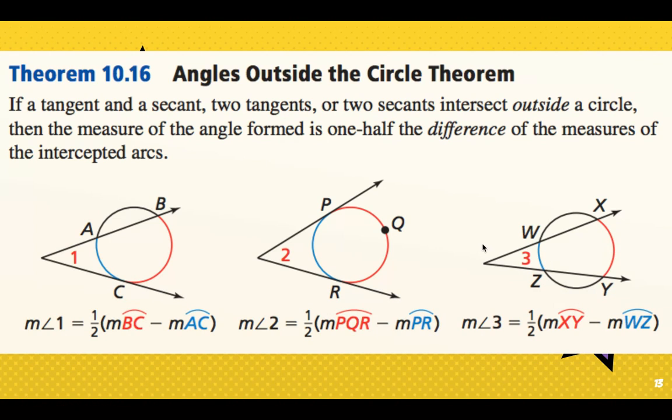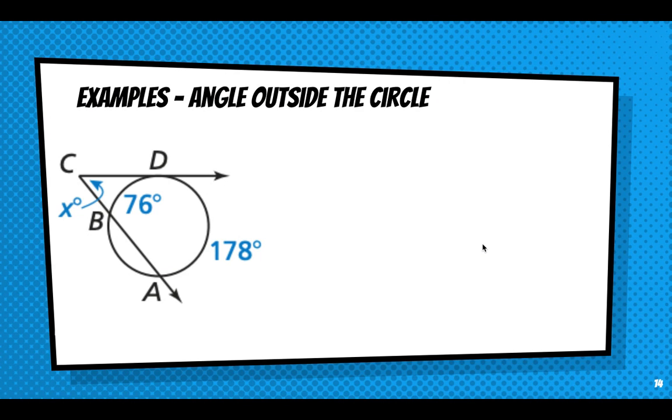Okay, here we go. Couple examples. So here's one example. Here we have one tangent and one secant. The tangent and the secant meet outside of the circle, right? And they create this angle, angle C. Angle C's measure is x degrees, meaning we don't know how big that angle is. But they've very nicely given us that this big arc is 178 degrees. This smaller arc is 76 degrees. So remember, big minus little times 1/2.